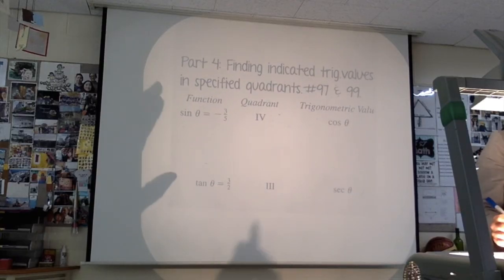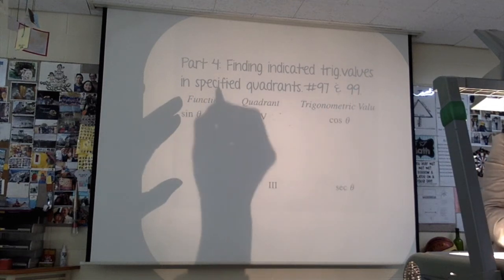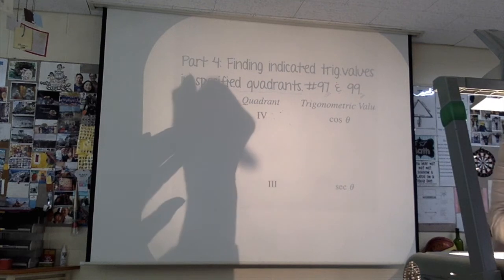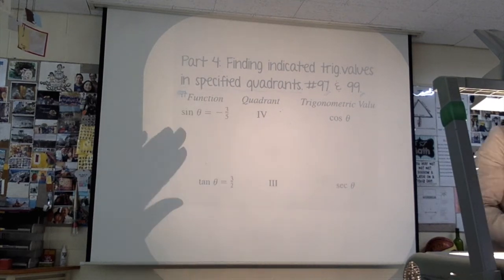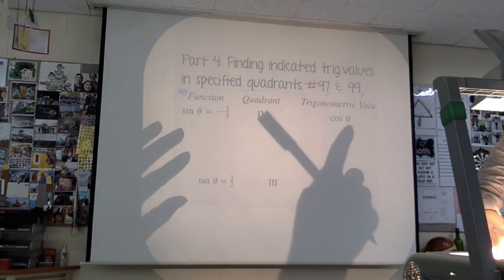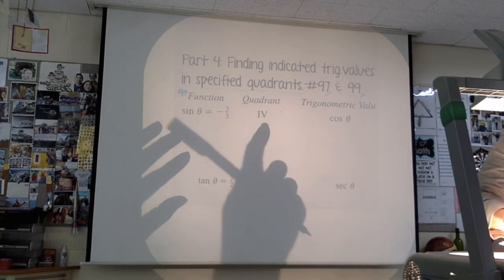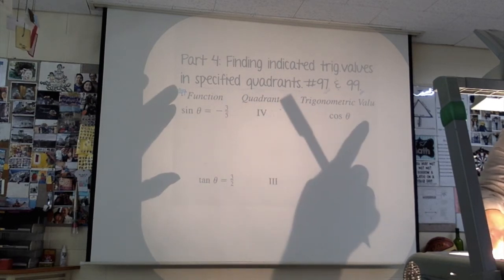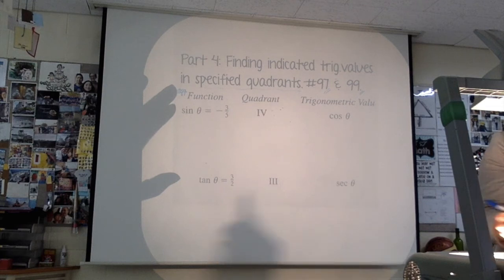Part 4, easy peasy. Finding indicated trig values in specified quadrants. 97 and 98 we're going to do together. This is number 97. They gave us sine is negative 3 over 5 and they want us to find cosine, and it's in quadrant 4. Well, automatically, what do you know? You know that this is going to give you a positive value here. And how do you do that easily?